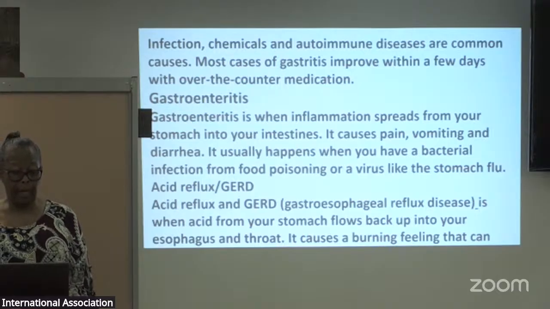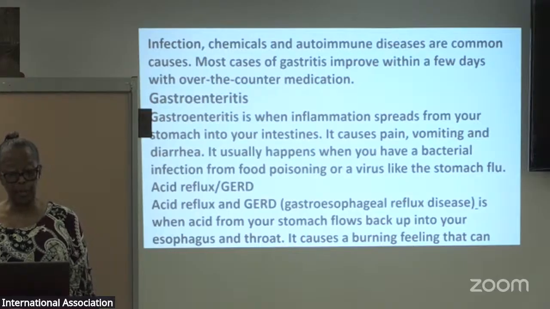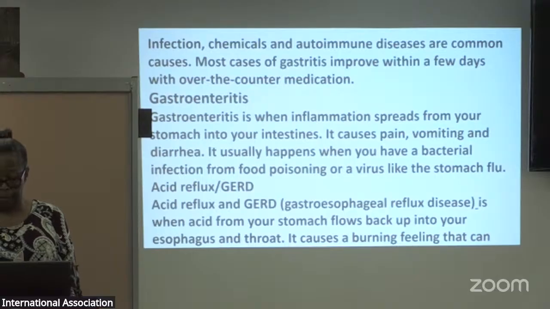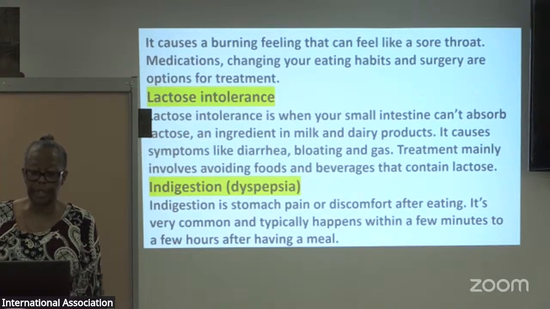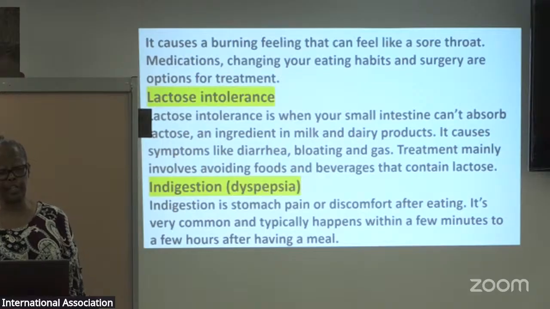You have acid reflux or GERD. It's when the acid from your stomach flows back into your esophagus and throat. It causes a burning feeling that feels like a sore throat. Medication, changes in eating habits, or surgery are options for the treatment.